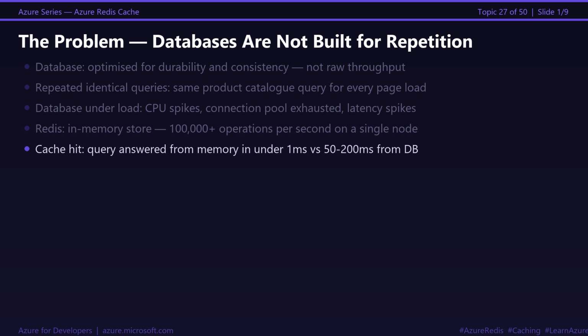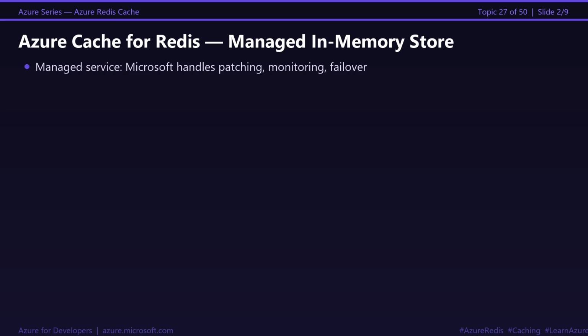Azure Cache for Redis is a fully managed Redis service. Microsoft handles the infrastructure, patches, backups, monitoring, failover. You get a Redis endpoint and start using it immediately.